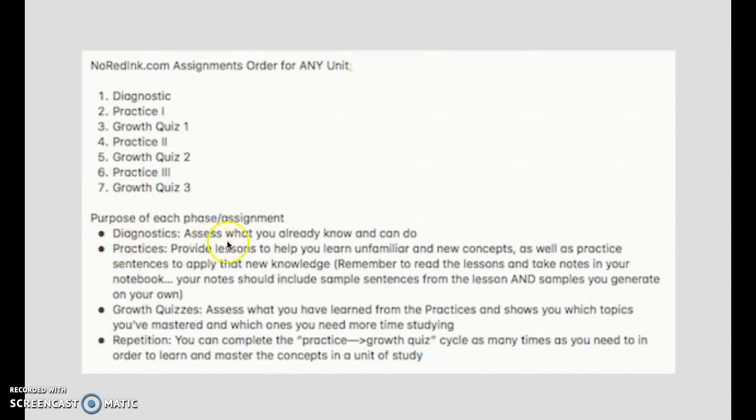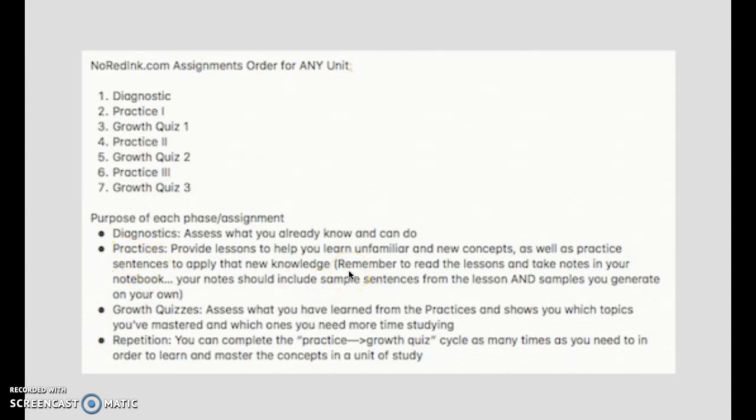Okay. Diagnostics assess what you already know and can do. Practices give you the lessons to help you learn unfamiliar and new concepts. And it also provides practice sentences so that you can immediately apply the information you're learning in the lessons. That is a super big important key to learning. When you engage with the learning process, if you don't apply what you're learning right away in real sentences or in real context, then that learning isn't really going to stick. So the practice gives you lessons.